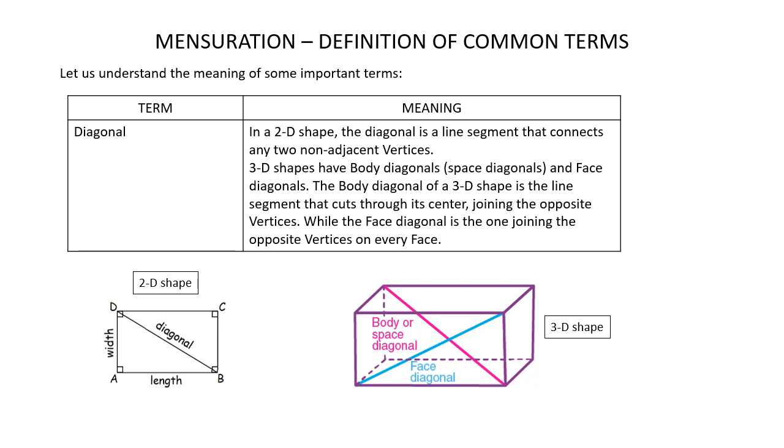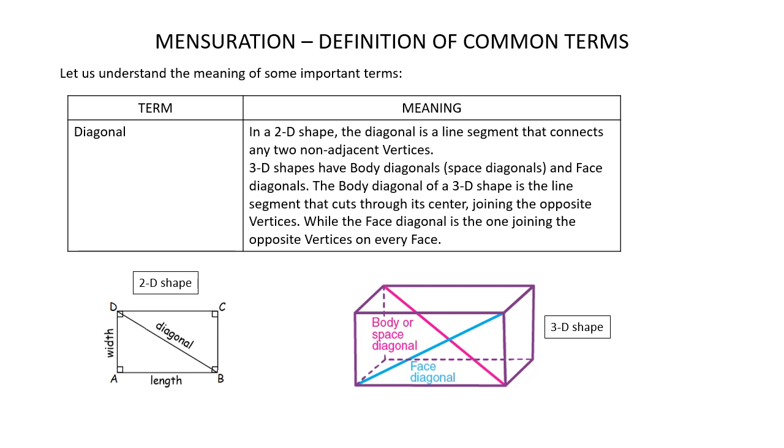Now face diagonal is the line joining the opposite vertices on every face. Now if we consider this face of the cuboid, then the line joining the opposite vertices of this face would be the diagonal. Supposing this is one vertex, then the opposite vertex to this would be this vertex. So the line joining these two opposite vertices is the face diagonal.